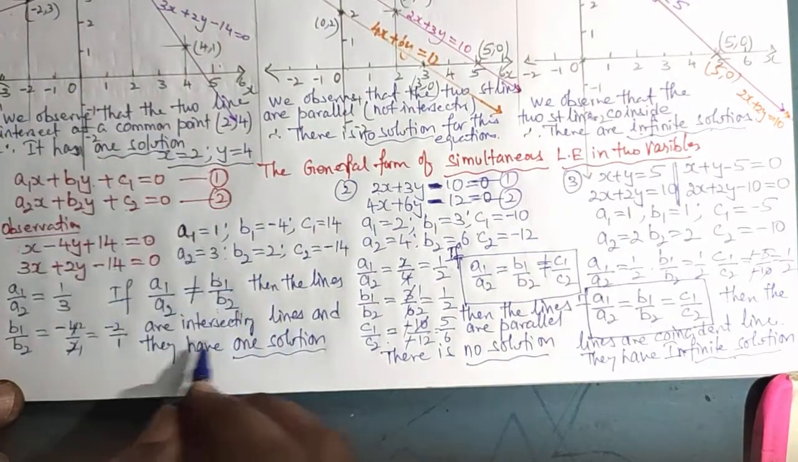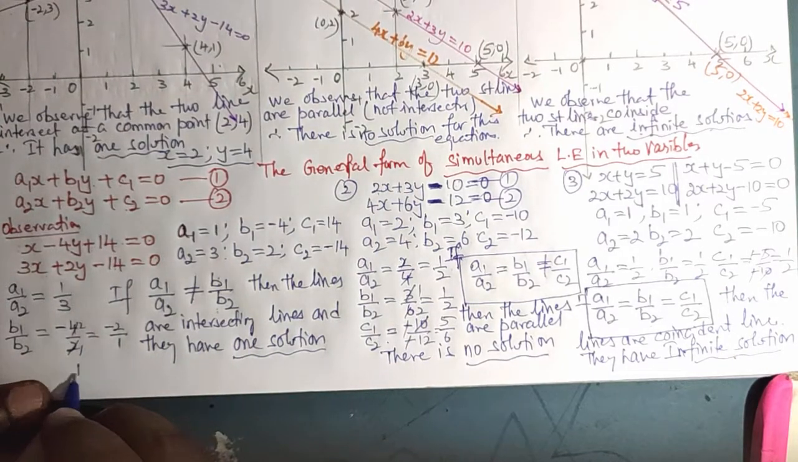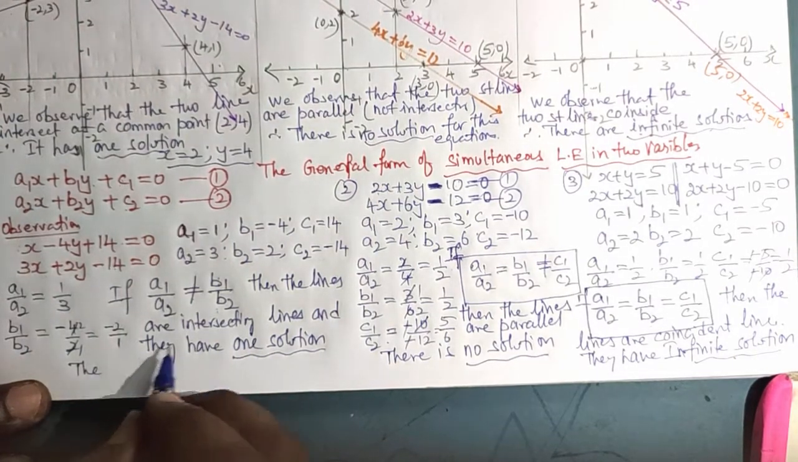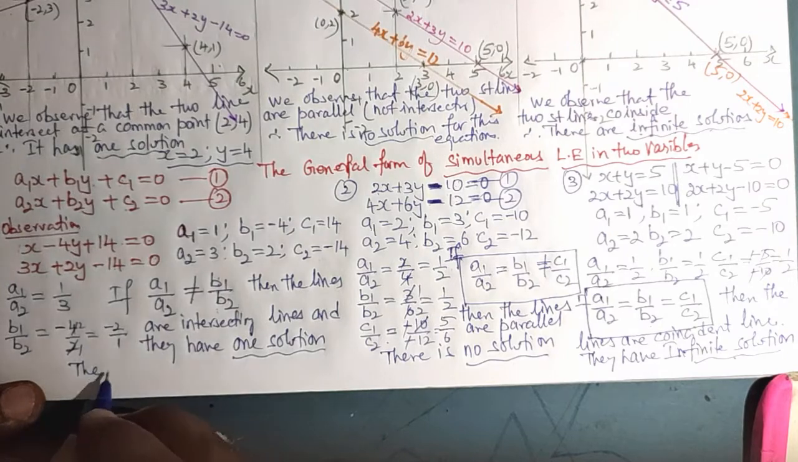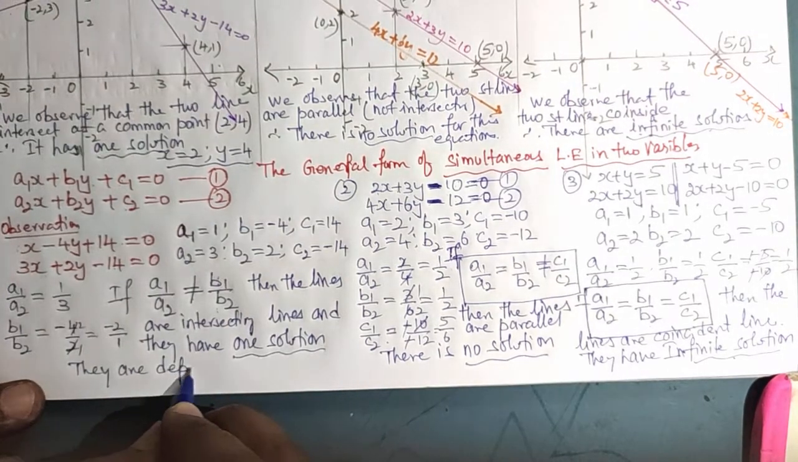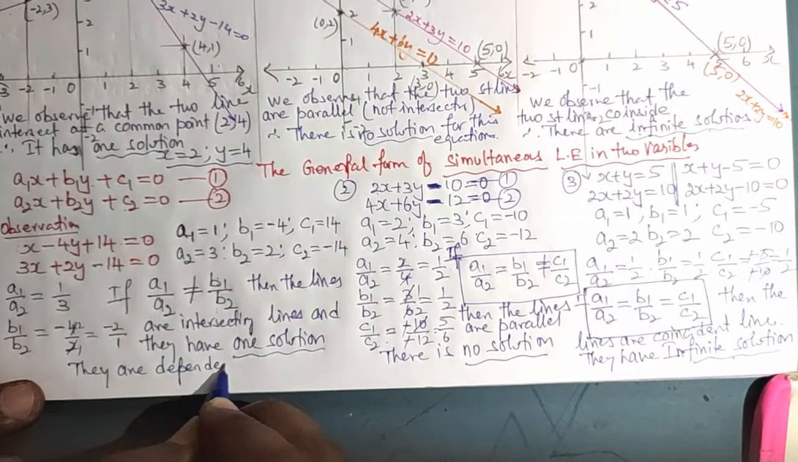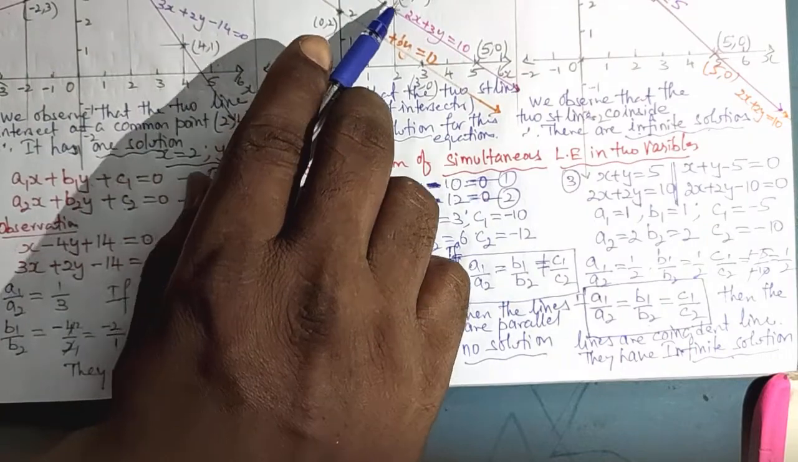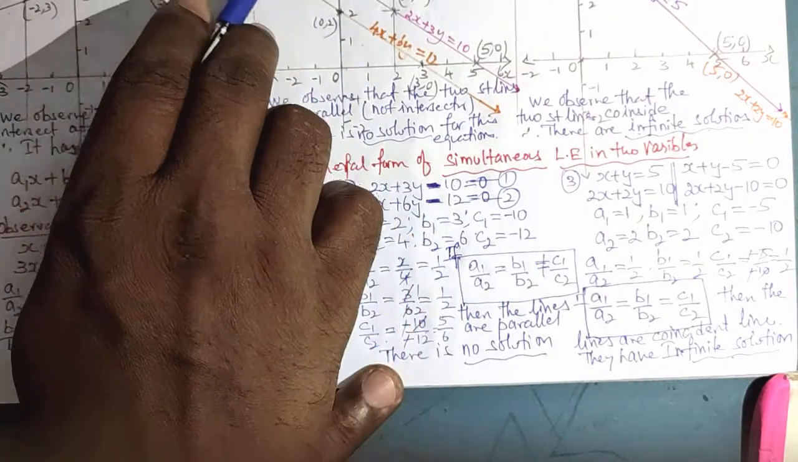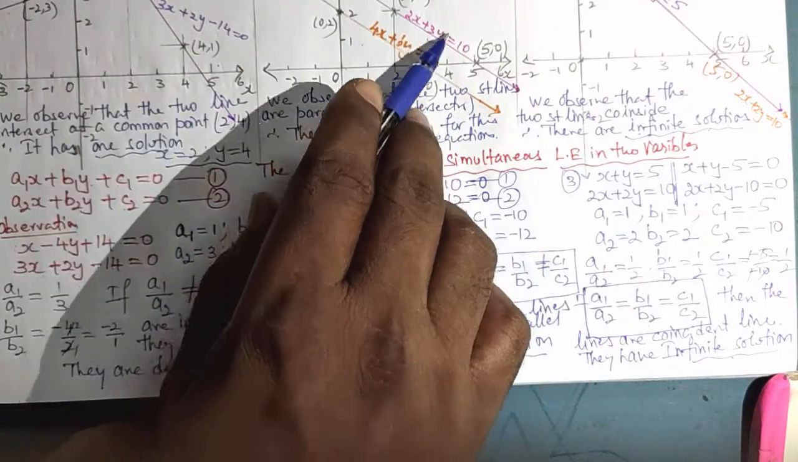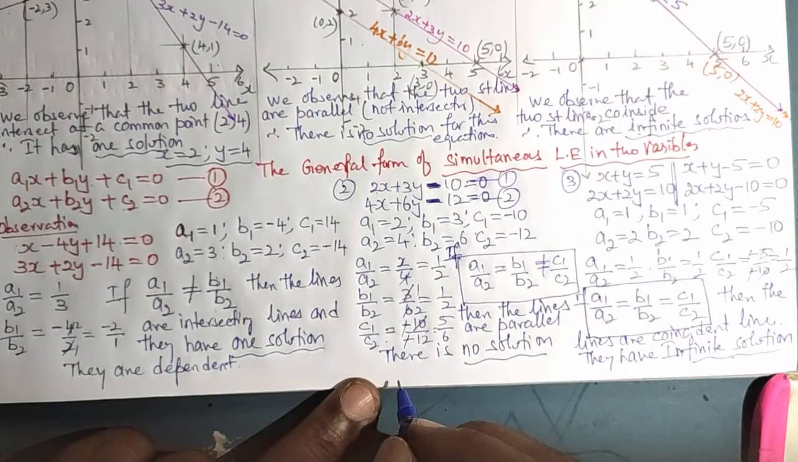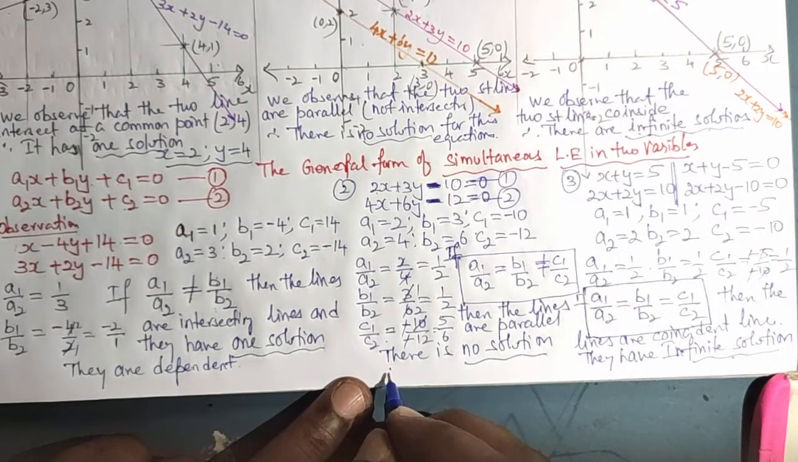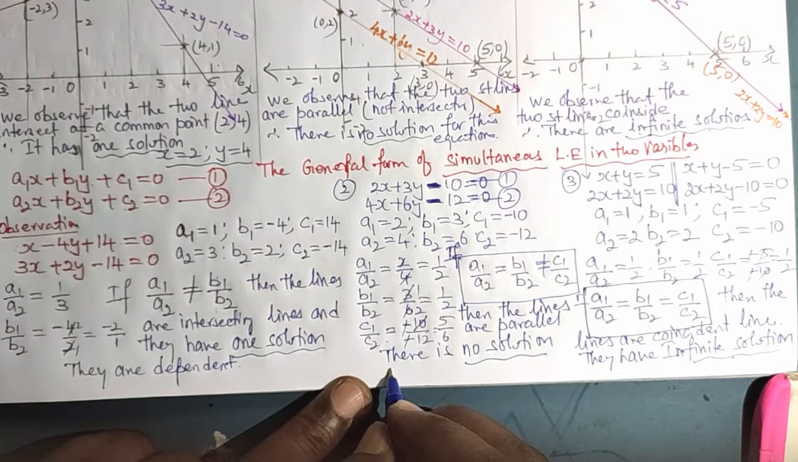When the lines are intersecting, we can say that they are dependent. In the parallel case, you see, one line is not depending on the other line. So this is separate and this is separate. They don't have any common point. So we call these lines independent lines.